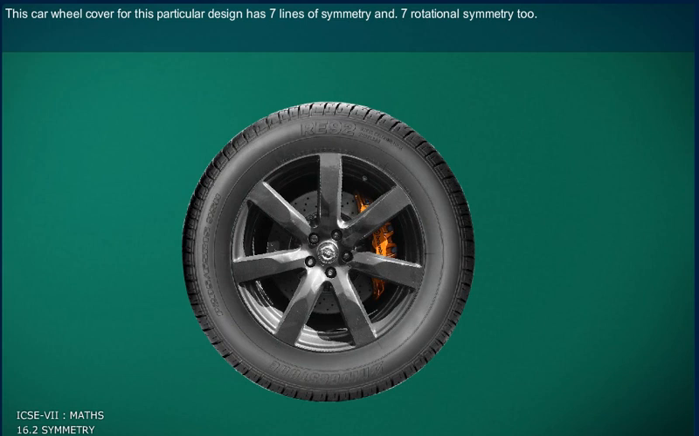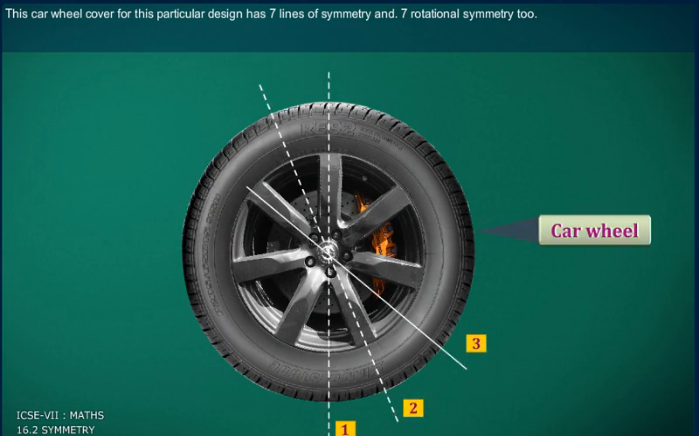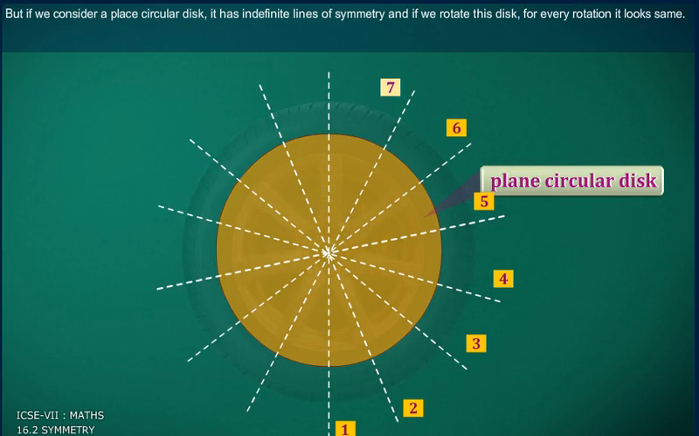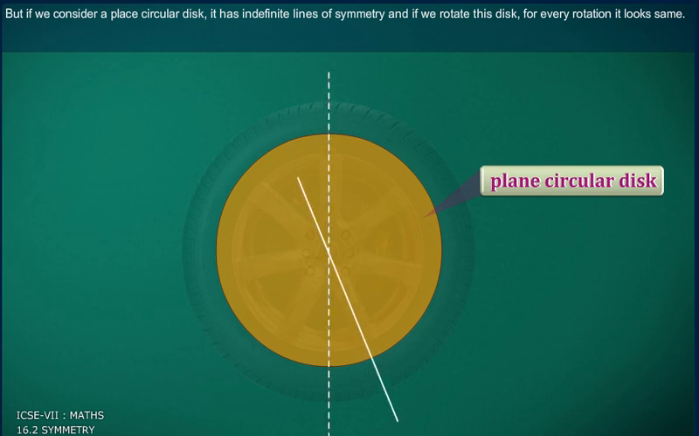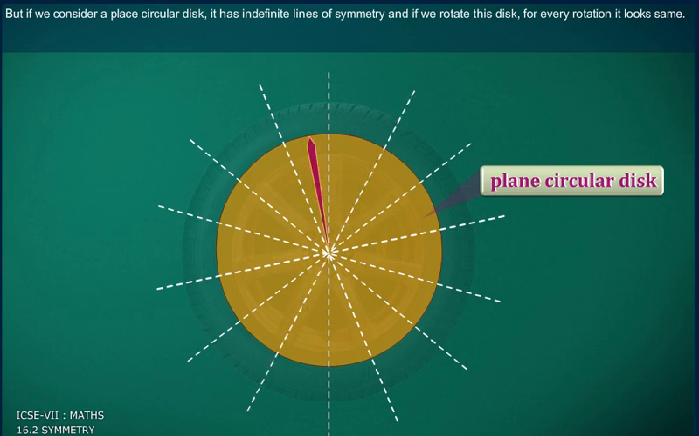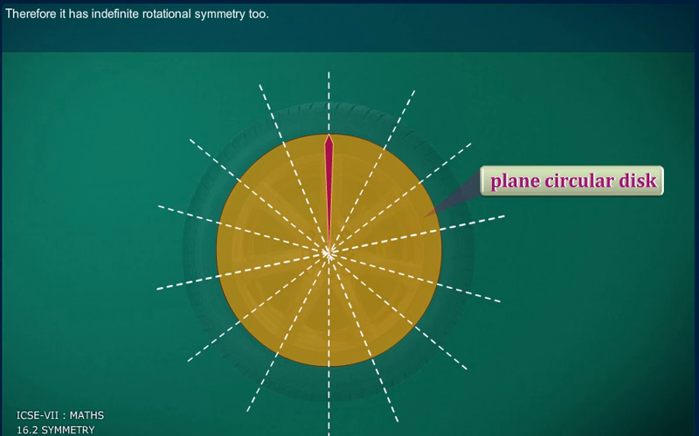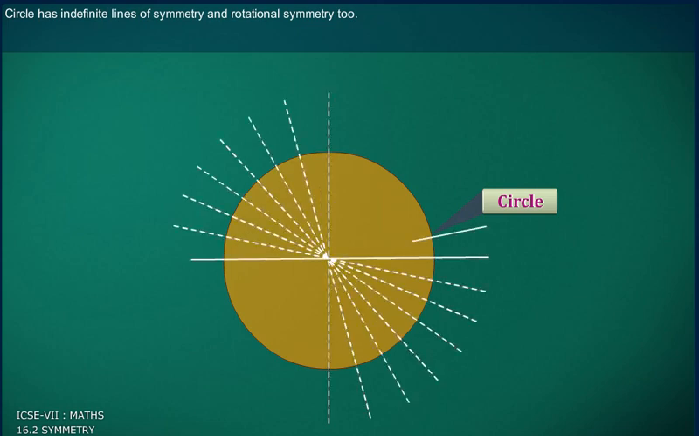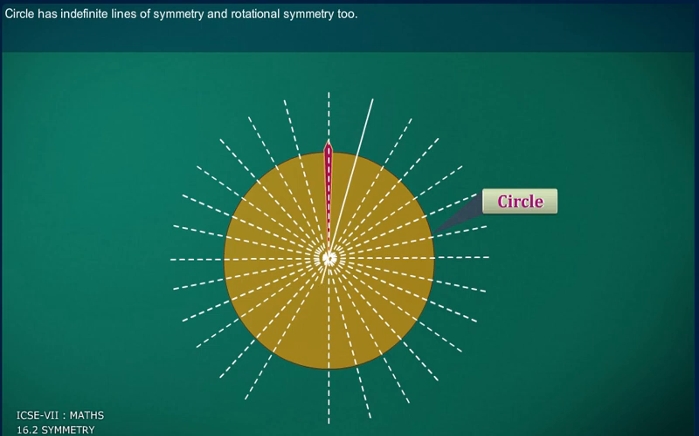This car wheel cover, for this particular design, has 7 lines of symmetry and 7 rotational symmetry too. But if we consider a circular disc, it has indefinite lines of symmetry, and if we rotate this disc, for every rotation it looks the same. Therefore, it has indefinite rotational symmetry too. A circle has indefinite lines of symmetry and rotational symmetry too.